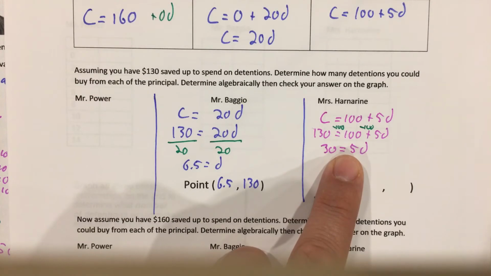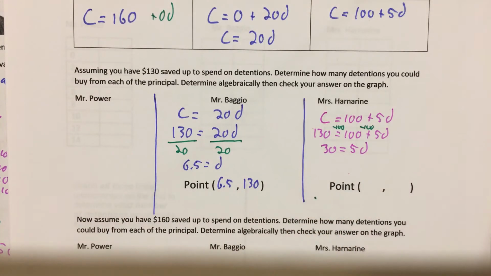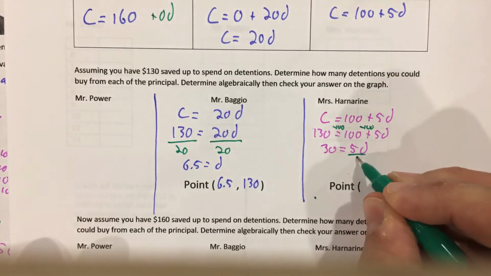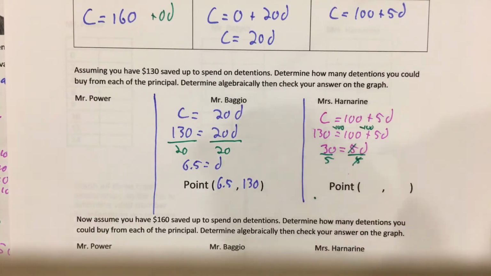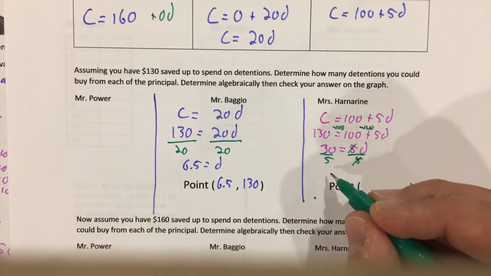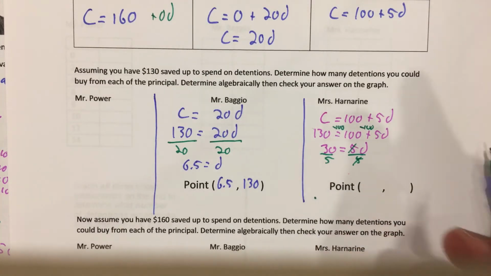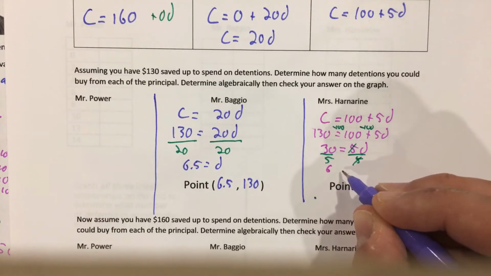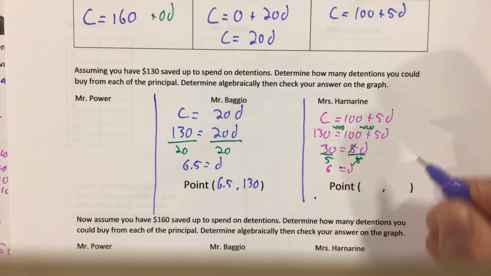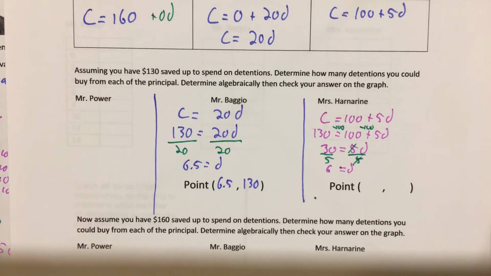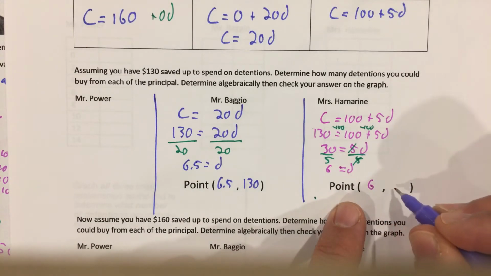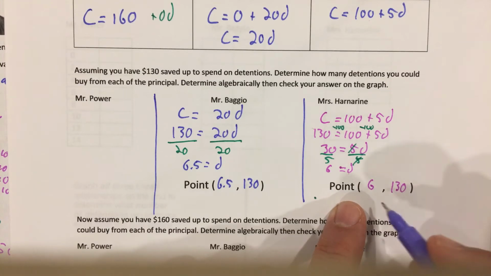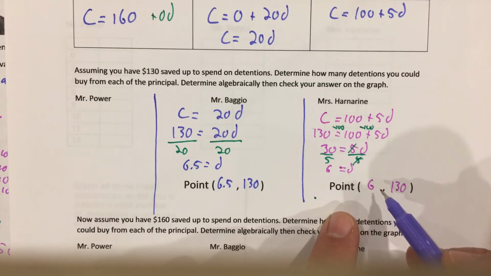So now we still need to isolate D. If we just divide by 5, because the opposite of multiplying D times 5 is dividing by 5, that will undo that. 30 divided by 5 will leave 6. Six is equal to D. So now I have the point 6 detentions for $130. And that's what that point means: 6 detentions for $130.